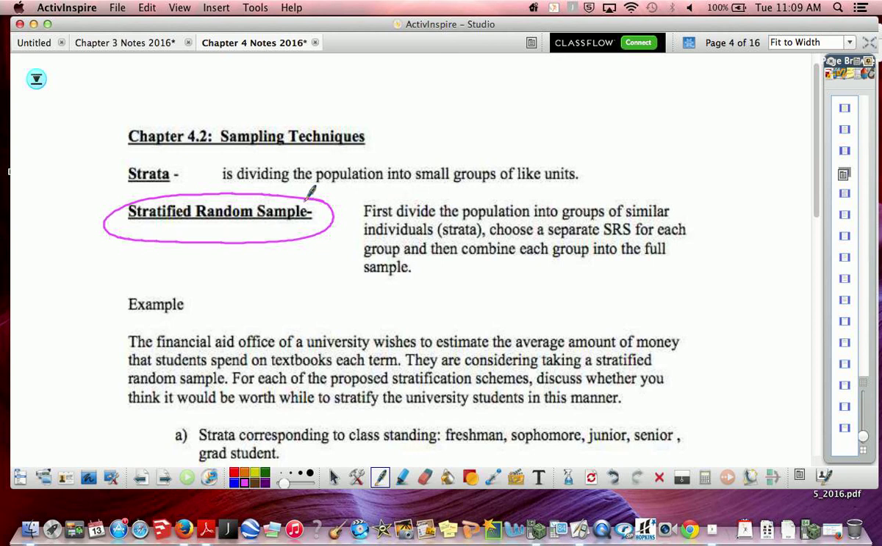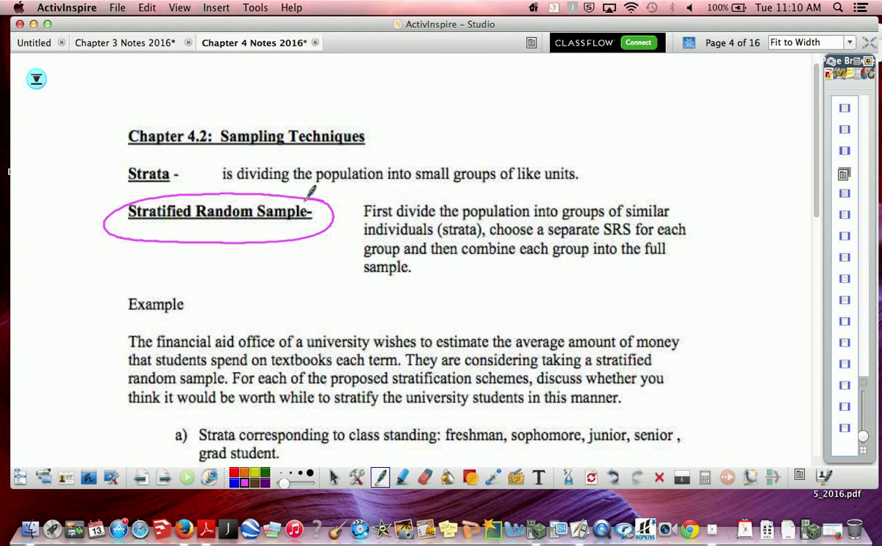So in this first example, it talks about a financial aid officer at a university who wishes to estimate the average amount of money that students spend on textbooks each term. They are considering taking a stratified random sample. For each of the proposed stratification schemes, discuss whether you think it would be worthwhile to stratify the university students in this manner. Meaning, would the stratification actually produce different results from that of just sampling the entire population? So in A it says, your strata would correspond to class standing.